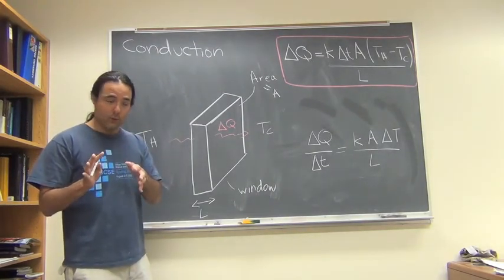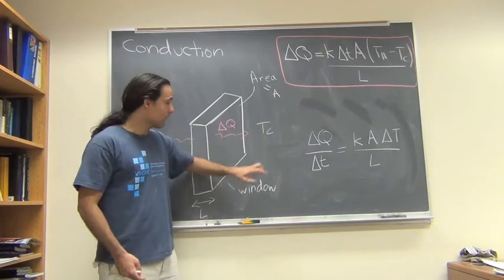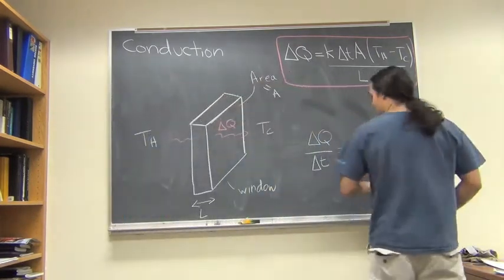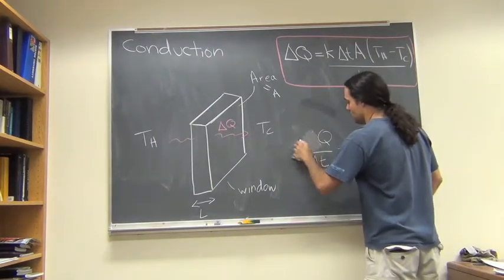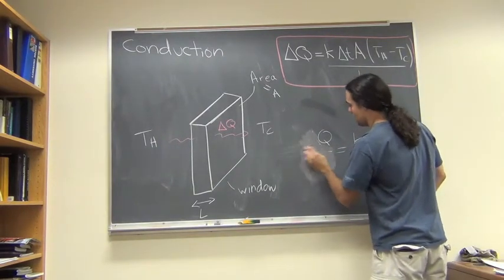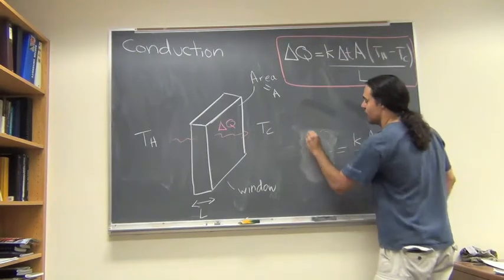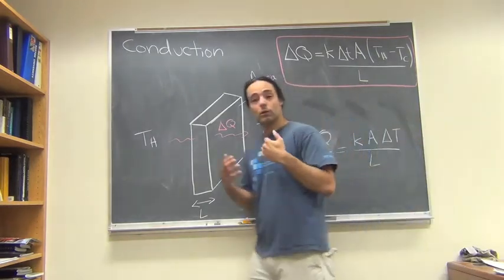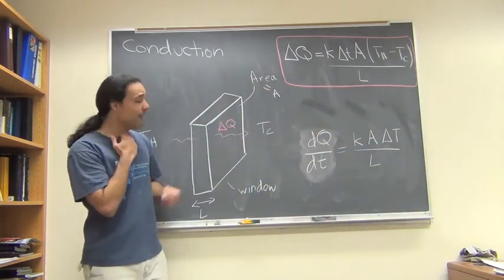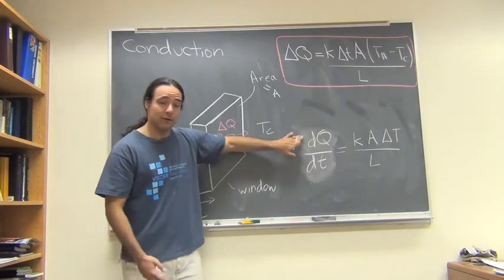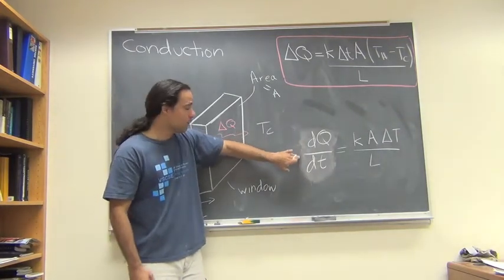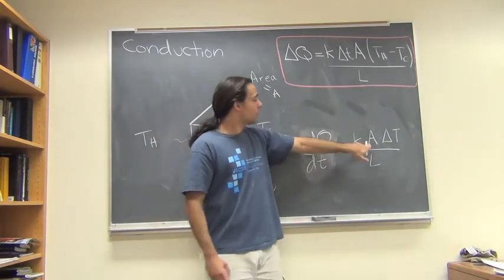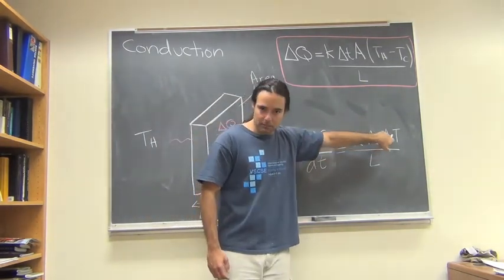But for those of you who've had calculus, there's actually a better way to write this. Whenever I'm looking at a rate of change, we can write that instead as a derivative. So we can write that as dQ/dt. So this is the derivative of how much heat passes through with respect to time, dQ/dt. You may also notice we've got another delta here.